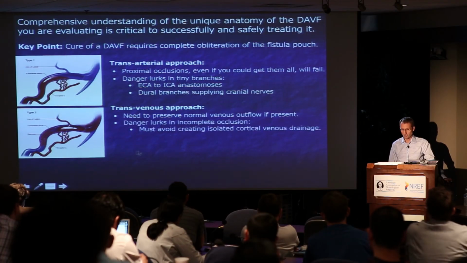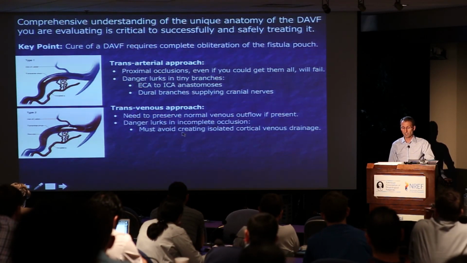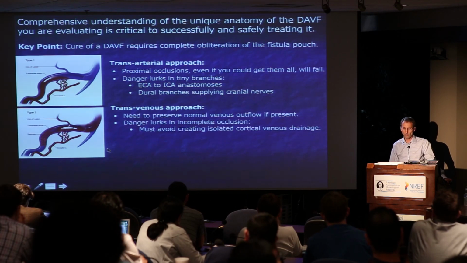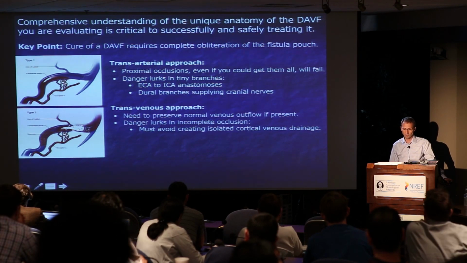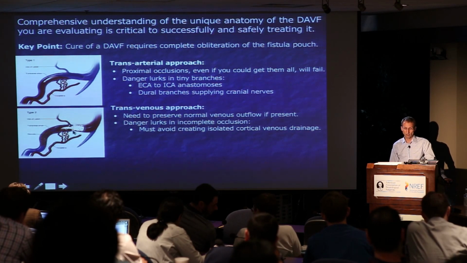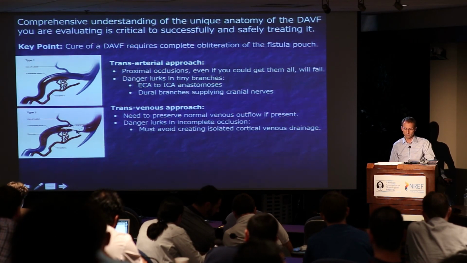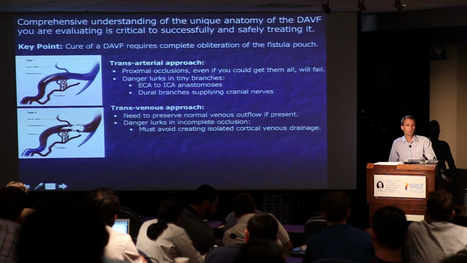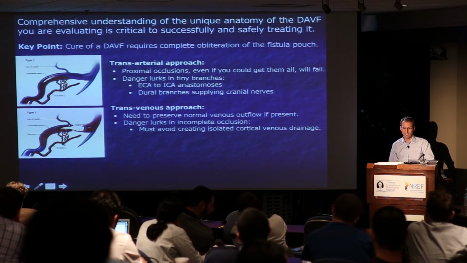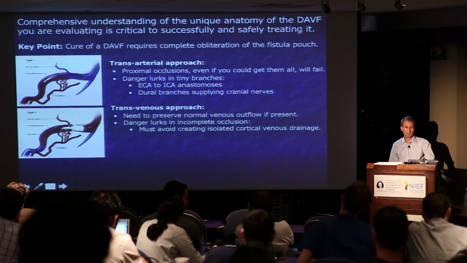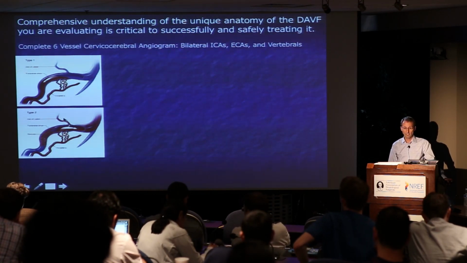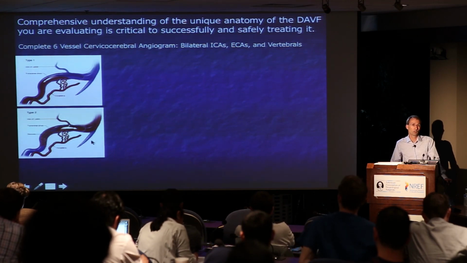But there, I think the danger lurks in incomplete occlusion. And so if you're going to attack a fistula in this manner, if you were to be a little imprecise with the coil placement, you could do sort of the worst possible thing, and that would be to essentially create now an isolated fistula pouch where the only outflow is retrograde through the cortical vein.